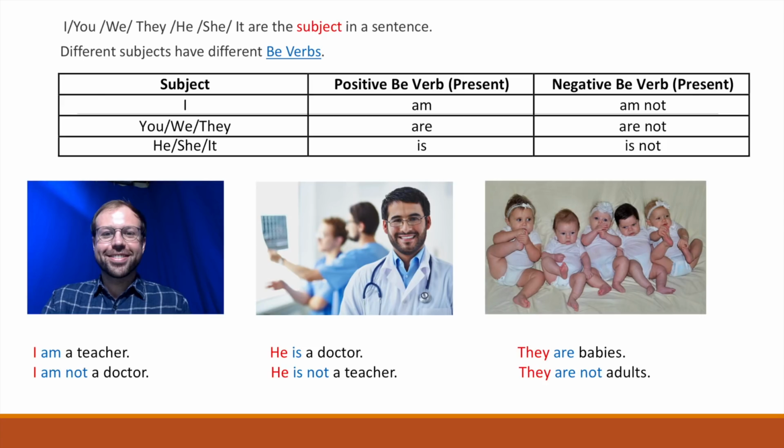Some examples: I am a teacher. I am not a doctor. He is a doctor. He's not a teacher. They are babies. They are not adults.